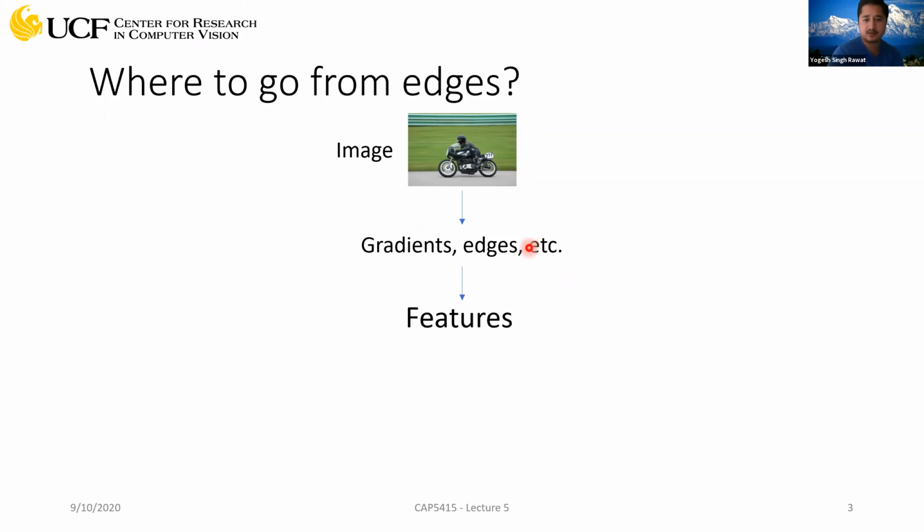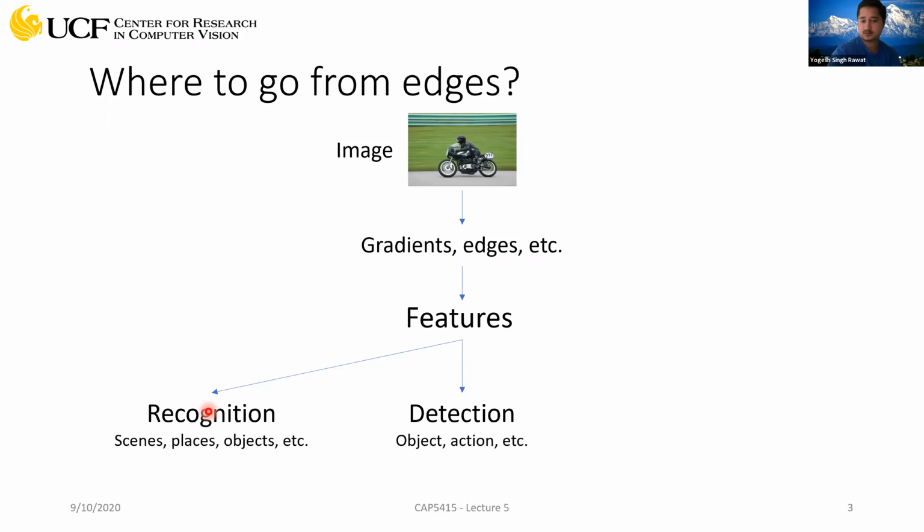Now, once we have those low-level features, we can use them to extract image features, which are a good representation of what we are going to perceive from that particular image. And why do we need features? We need features because they are useful for doing a bunch of different tasks. We can use features for problems such as scene recognition, place recognition, or object recognition. We can use them for detection tasks, and we can also use them for segmentation tasks.